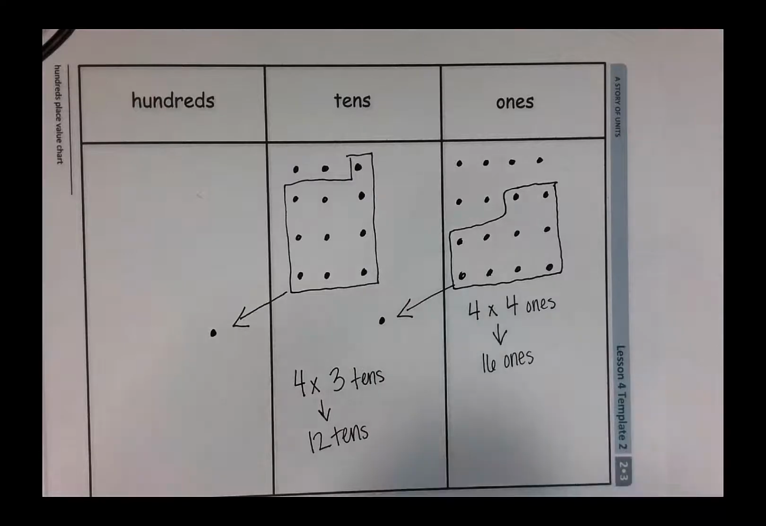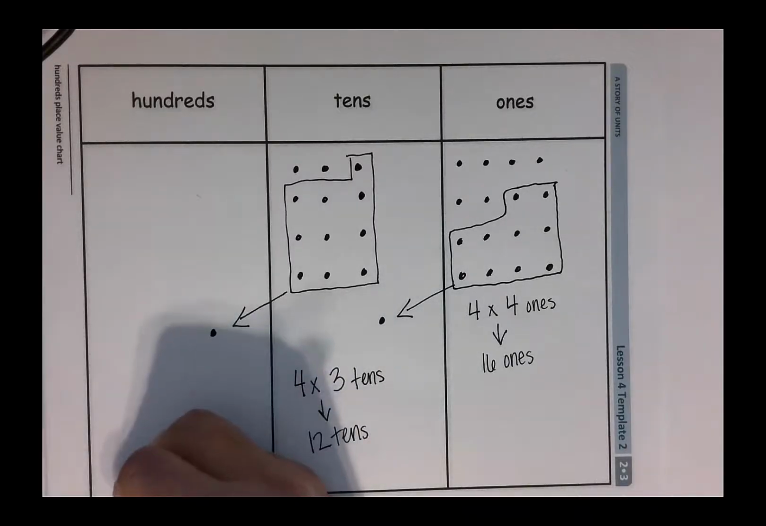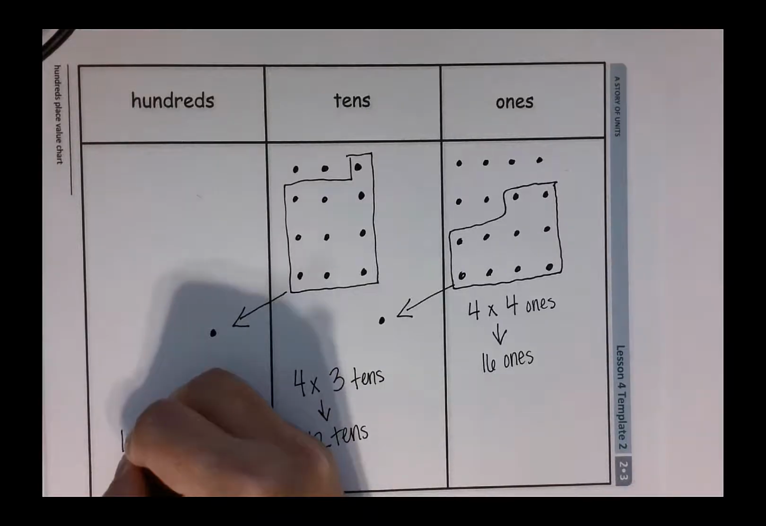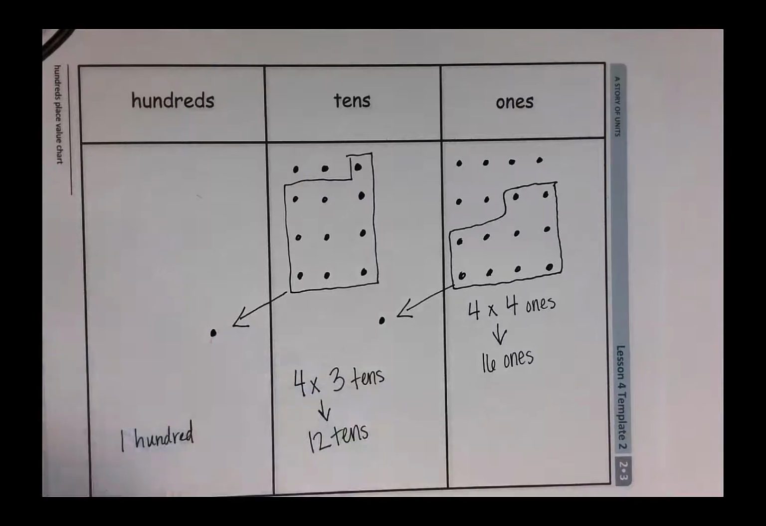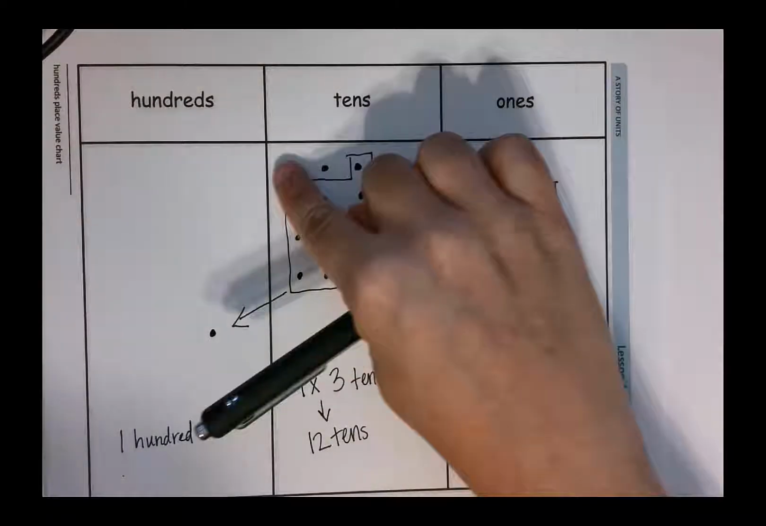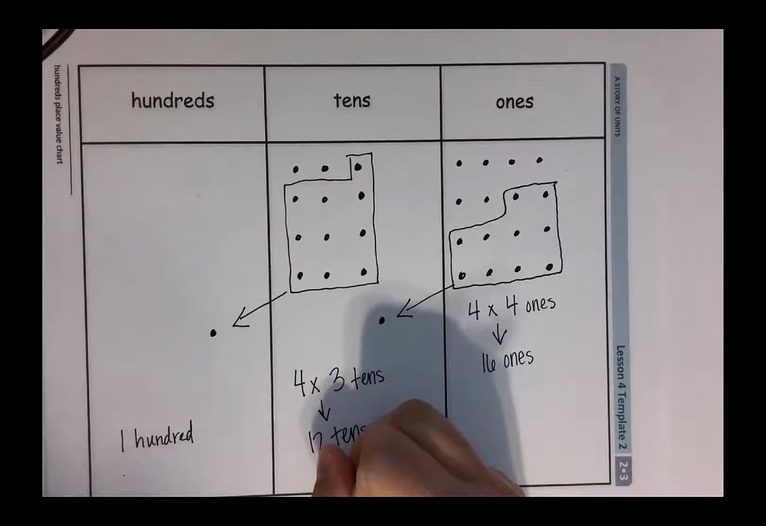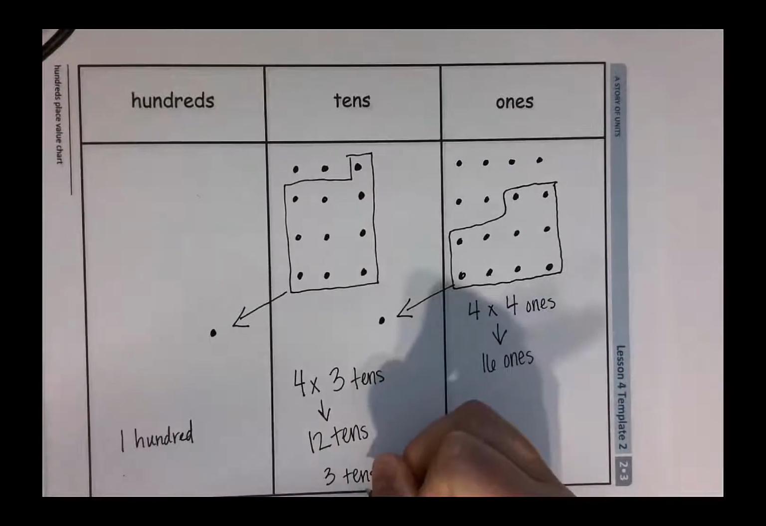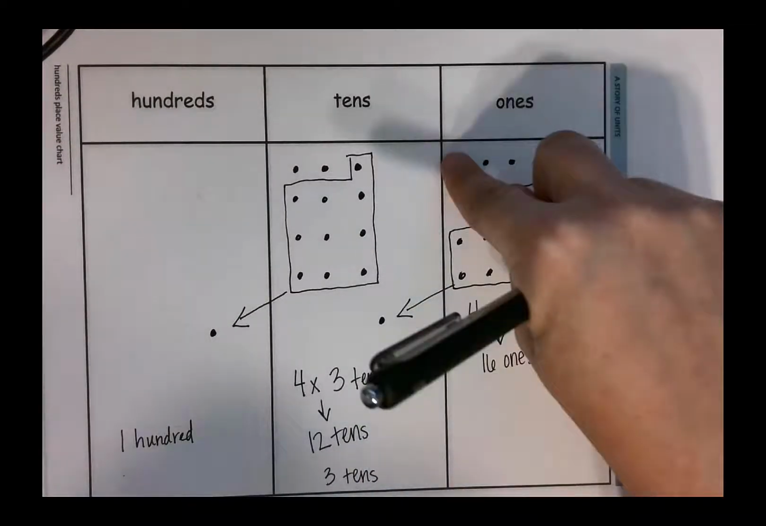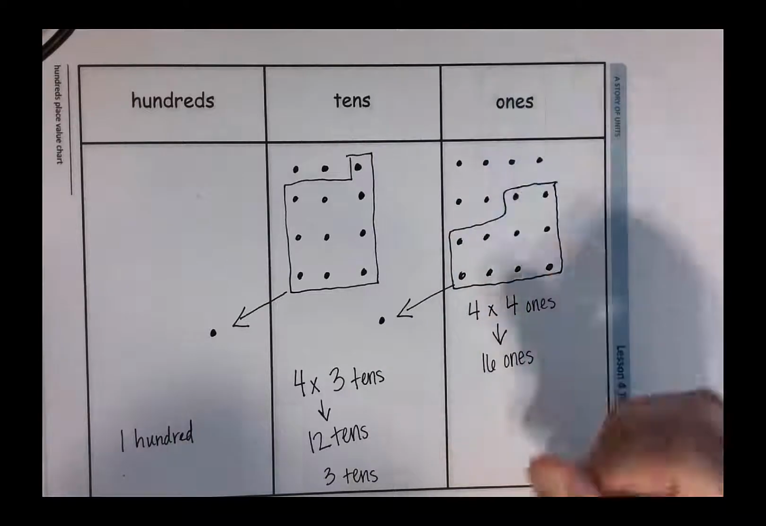So now that I want to find the total, I'm going to go by place value, and I am going to count how many I have in each place value. So right here, I have 100. So I bundled right here. So left, I have 1, 2, 3. So I have 3 tens. And then I have 1, 2, 3, 4, 5, 6 ones.